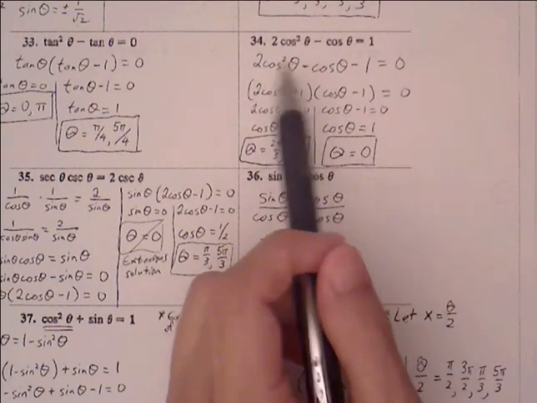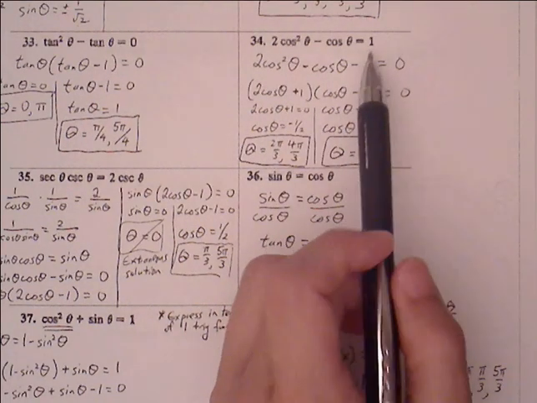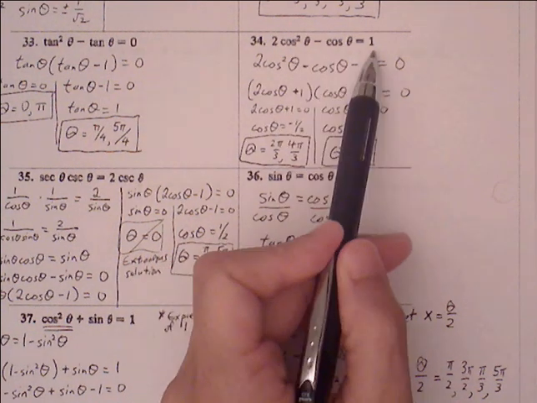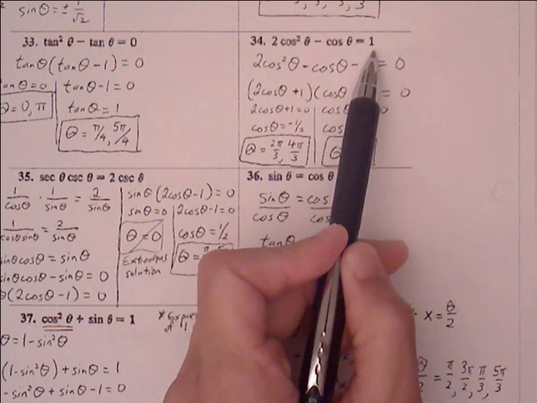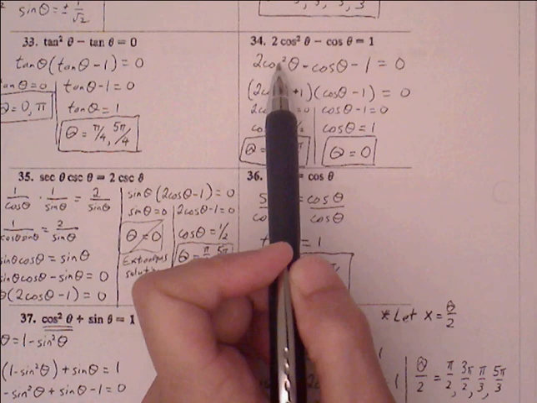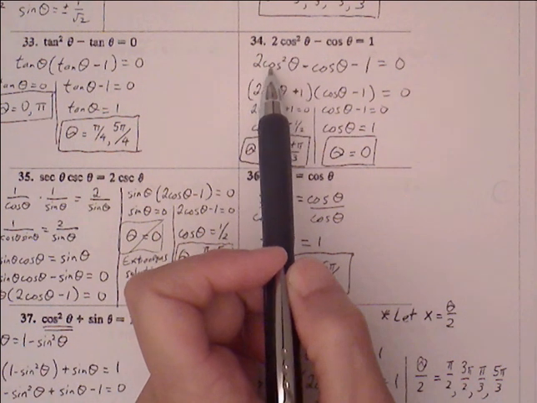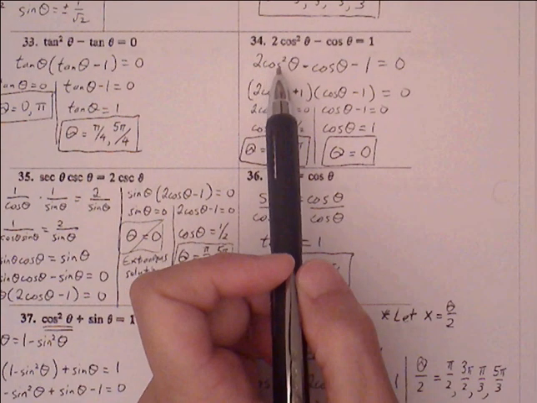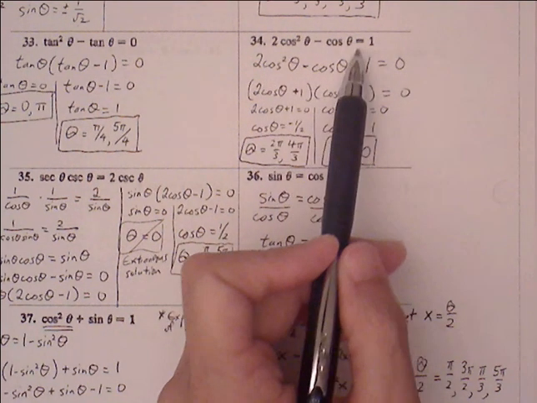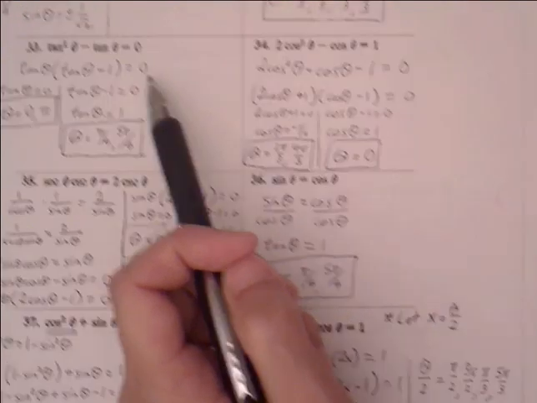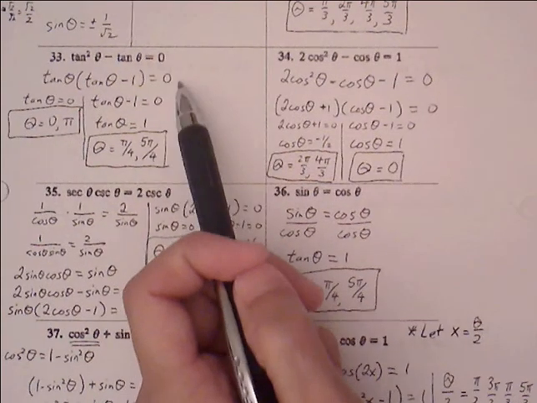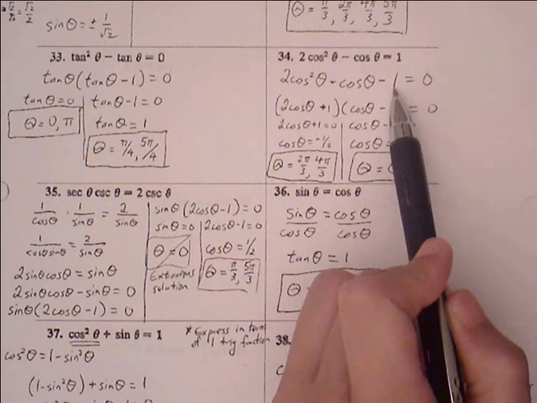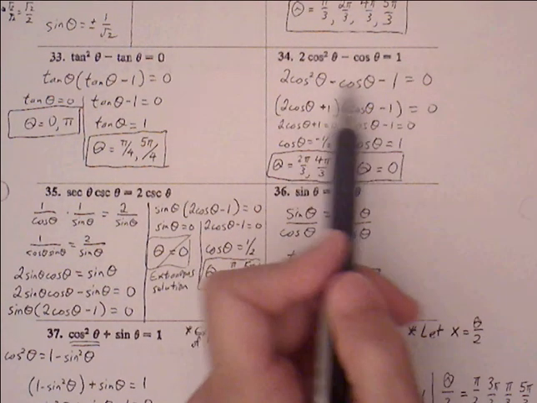34, 2 cosine squared theta minus cosine theta equals 1. We don't want to factor the cosine theta out yet because it's not equal to 0. We can't just factor cosine theta and say cosine theta times the parentheses 2 cosine minus 1 is equal to 1, and then set both parentheses equal to 1. This only works if the right side is equal to 0. So first thing we need to do is bring the 1 over to the left side, and notice now we have 3 terms.